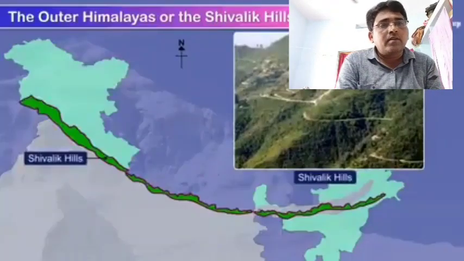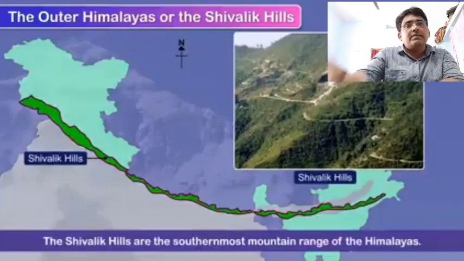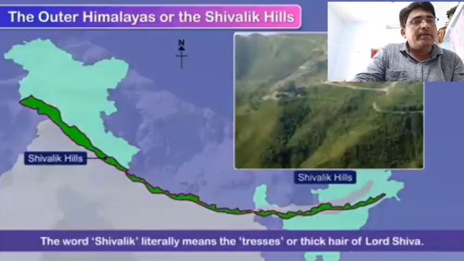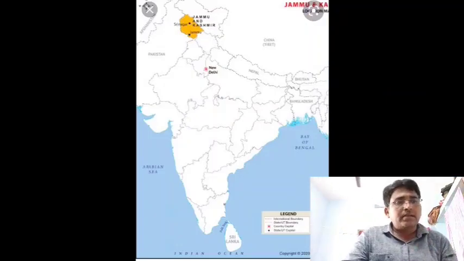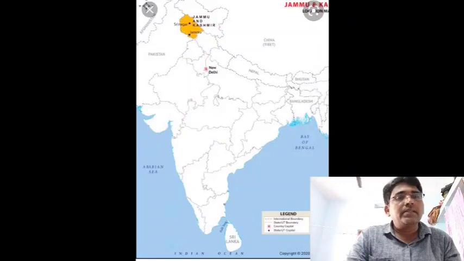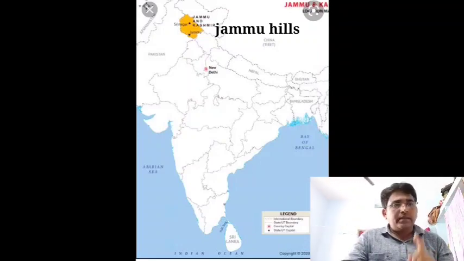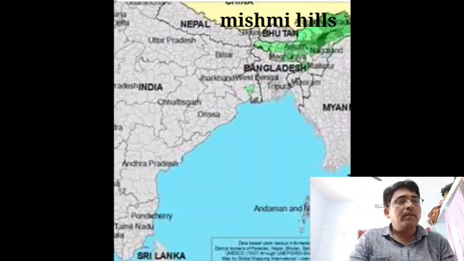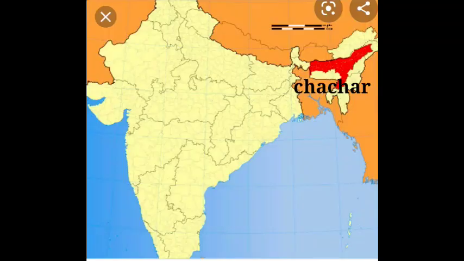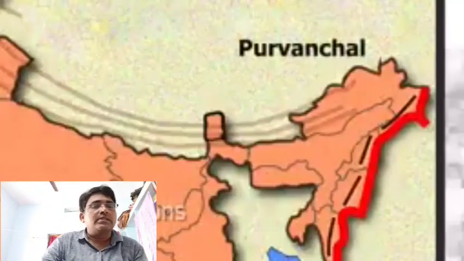Shivaliks. The southernmost range of the Himalayas is the Shivaliks. Shivaliks vary between 900 meters to 1,100 meters. These ranges are called by different names in different regions: Jammu Hills in Jammu and Kashmir, Miri Hills in Arunachal Pradesh, and Chahar in Assam. The eastern division is known as Purvanchal.